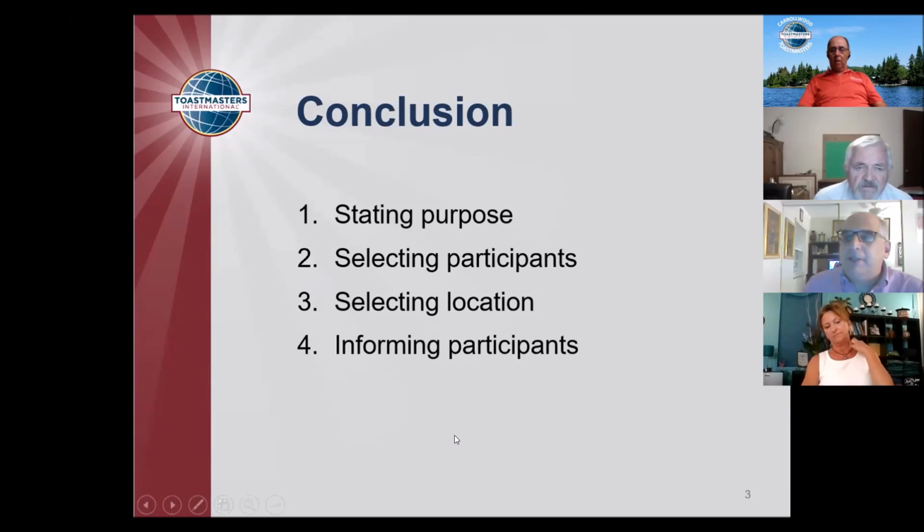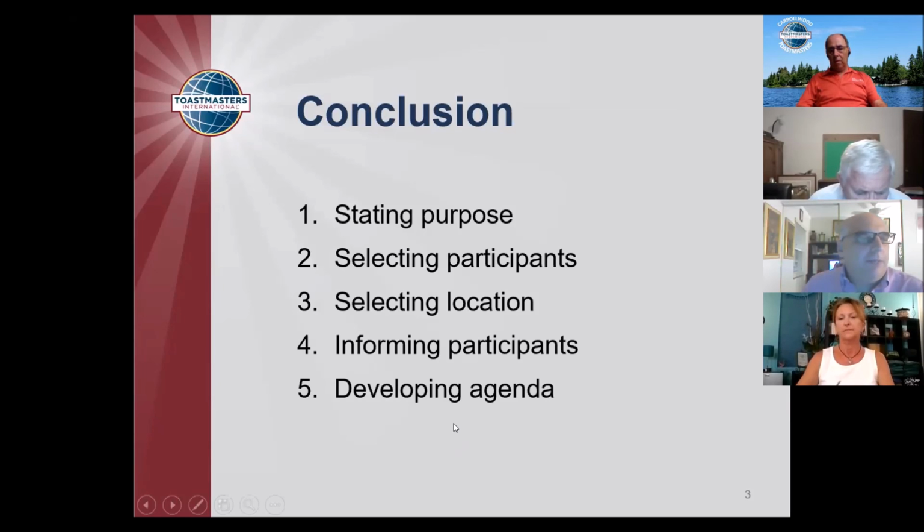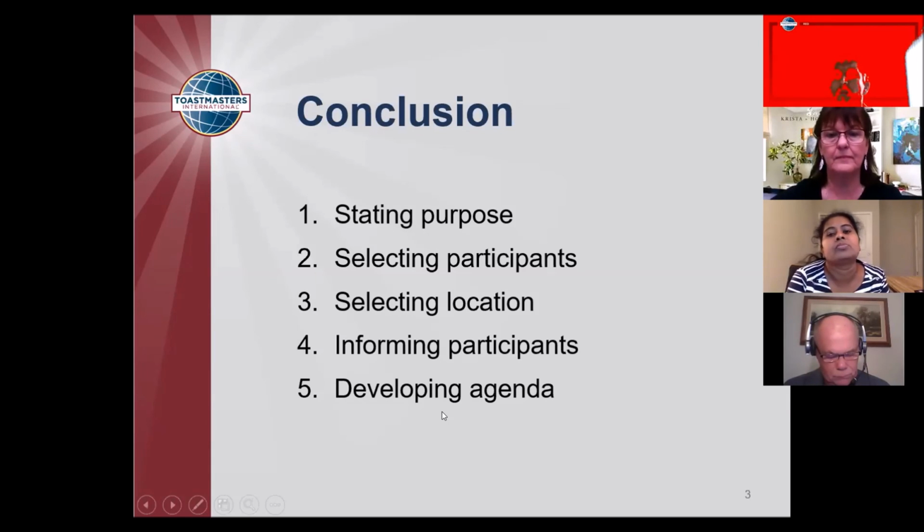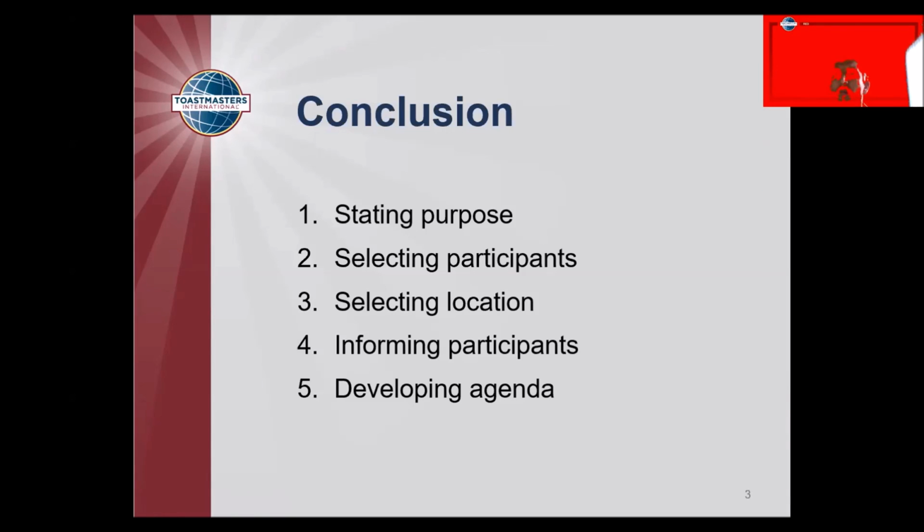Informing participants, so as I said, most times you want to give anywhere from 2 weeks to a month notice for informing the participants, then developing that agenda, making sure the agenda corresponds with your purpose, and then at the end of the meetings, following up your meeting with meeting minutes that recap and summarize the meeting and also have action items and any decisions that were made.